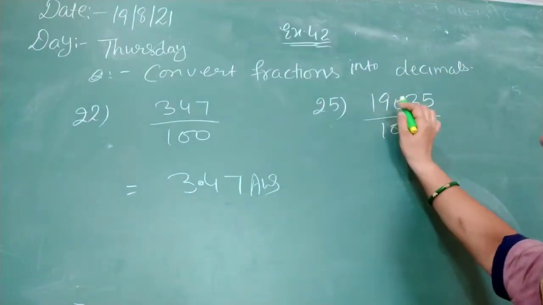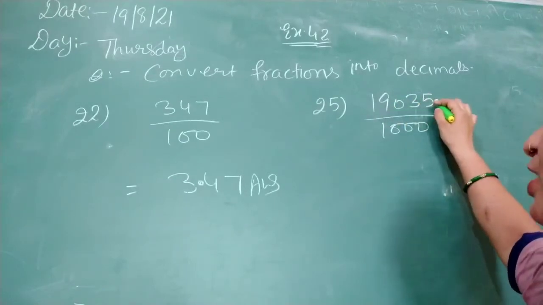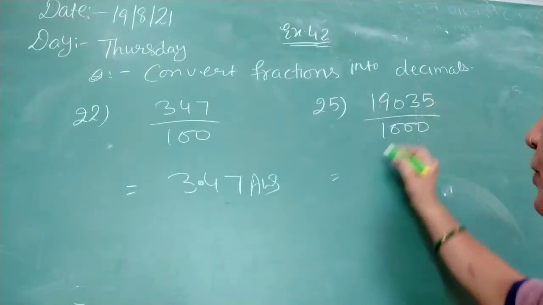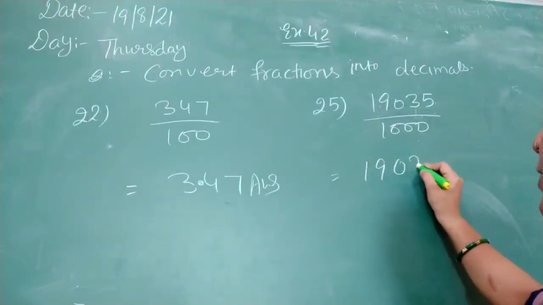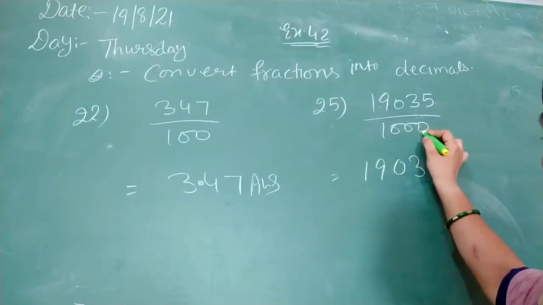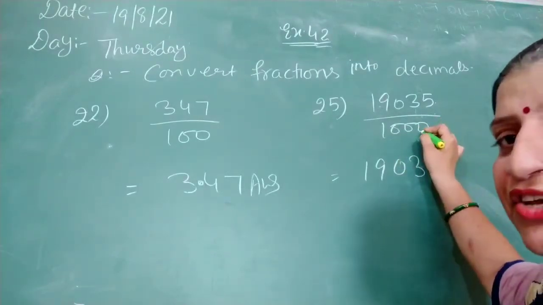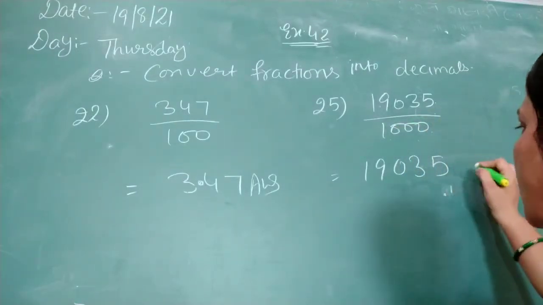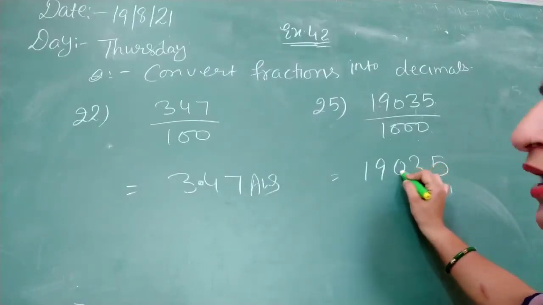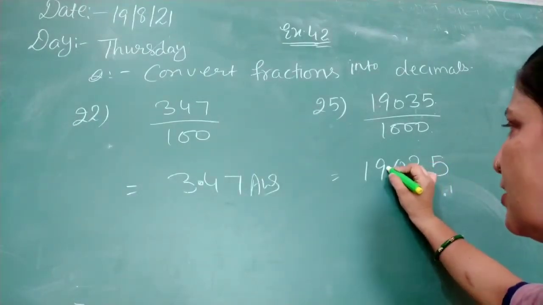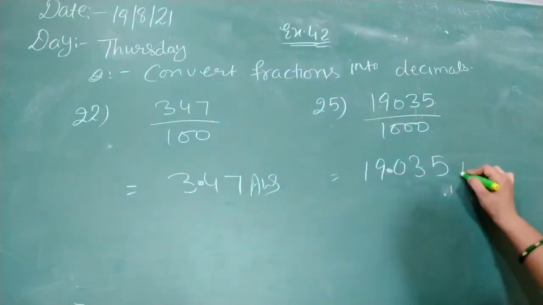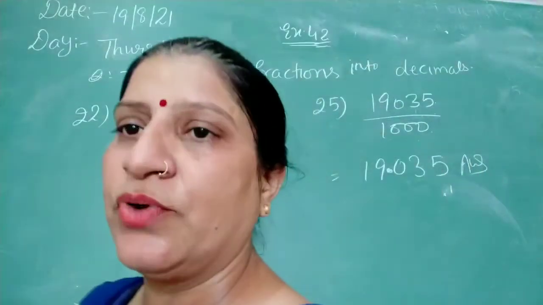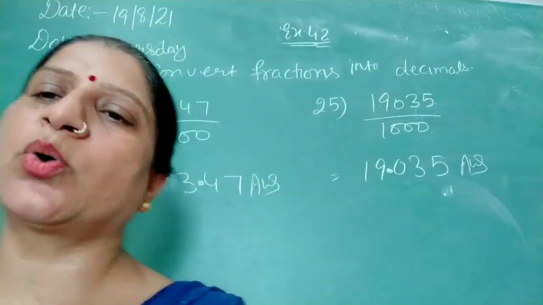Now we do the next question number 25. In this question we are given 19035 divided by 1000. So again we write the numerator as it is. As it is हमने numerator write down किया. Now we count our denominator zeros. Denominator की 0 count करी. We have 3 zeros. So we have to start from the back side. Count 3 digits 1, 2 and 3. After counting 3 digits we put the decimal here. Now our answer becomes 19.035. Clear this one? Now we do some more questions.